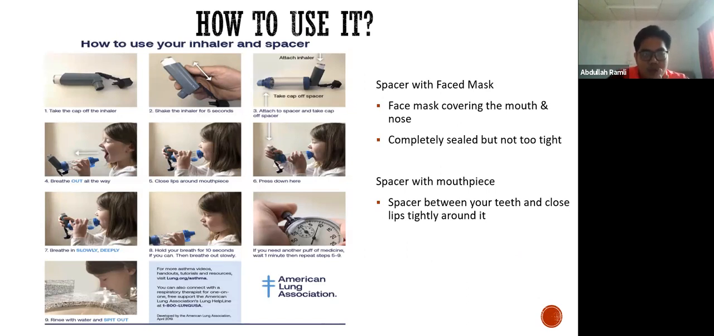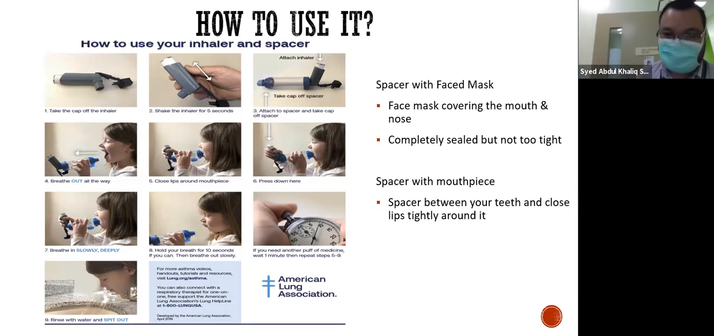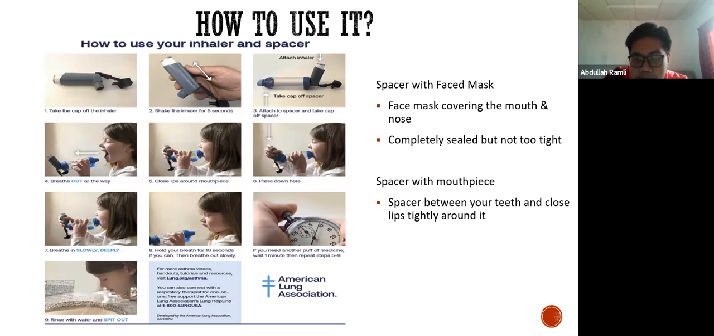So first and foremost, we have the metered dose inhaler. We take the cap off the inhaler. Then we shake. Can we go back to the slide? Yes, go back to the previous slide.